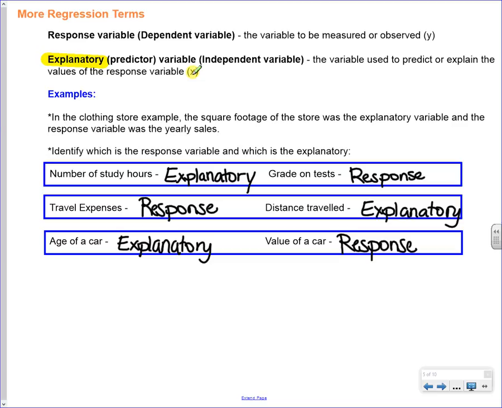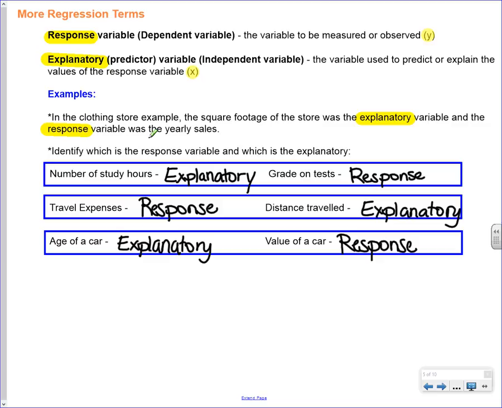It's the variable that's used to predict or explain the values of the response. The response variable is our Y, and it is the variable to be measured or observed. So often we're going to have to determine which is our explanatory and which is our response. In the clothing store example we just did, the square footage of the store was the explanatory variable, and the response variable was the yearly sales, because we're assuming that the larger the store, the larger the sales. And it wouldn't make sense to say it the other way, really.